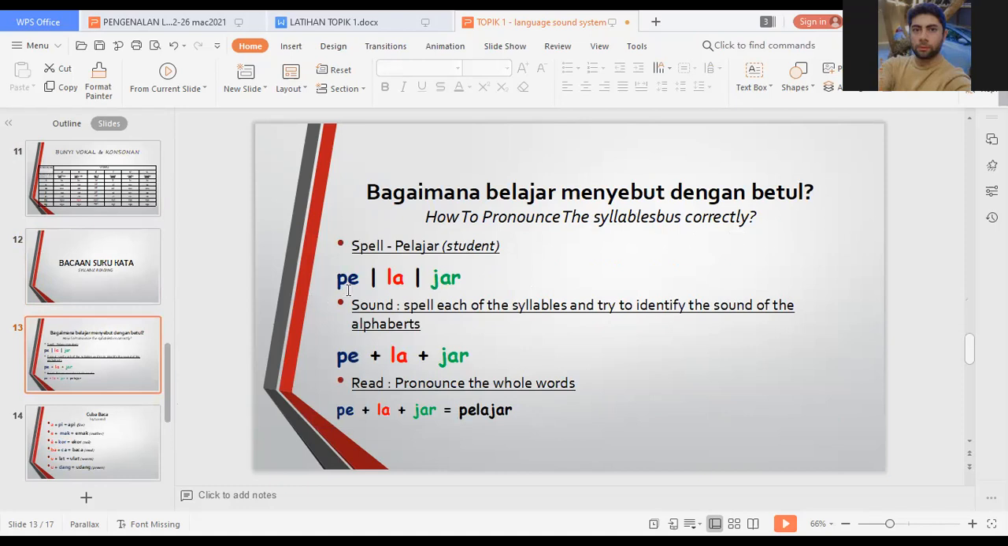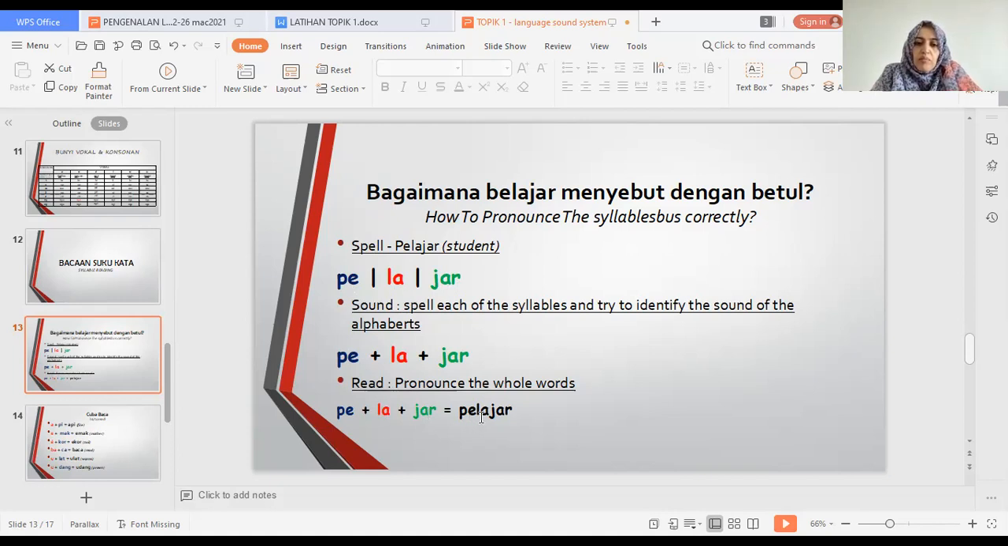P-E, per, that means it's one syllable. L-A, la, second syllable. J-A-R, the third syllable. So the first one you have to spell, P-E. Sound is per. L-A, the sound is la. J-A-R, the sound is jar. So read.